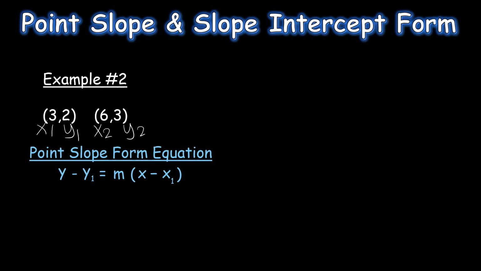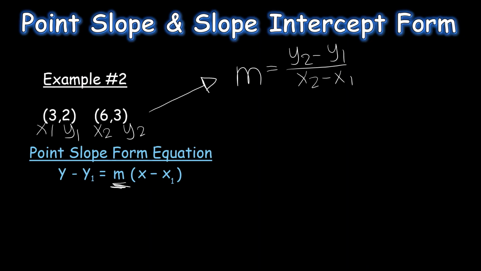Now we have to find our slope first, which is m, and that equation will be m equals y2 minus y1 over x2 minus x1. And we already labeled our points, so we just plug them in here. So we will get 3 minus 2 over 6 minus 3. We calculate that and we get m equals 1 over 3. So that means our slope for our equation will be 1 over 3.